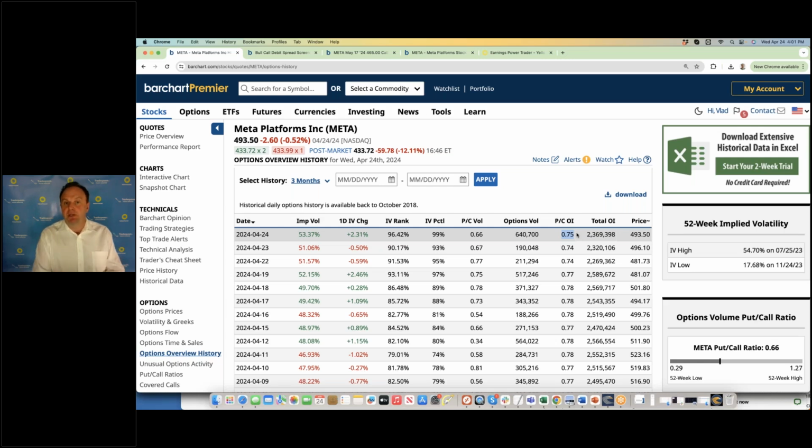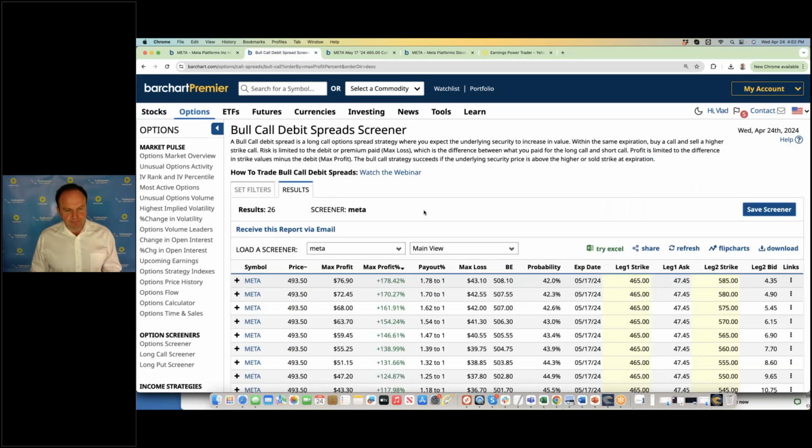And long volatility means that you want to buy a debit spread or butterfly, anything where you're paying a debit. So I went with a bull call debit spread, and Meta is announcing earnings today. And basically, I wanted to set a filter, right?